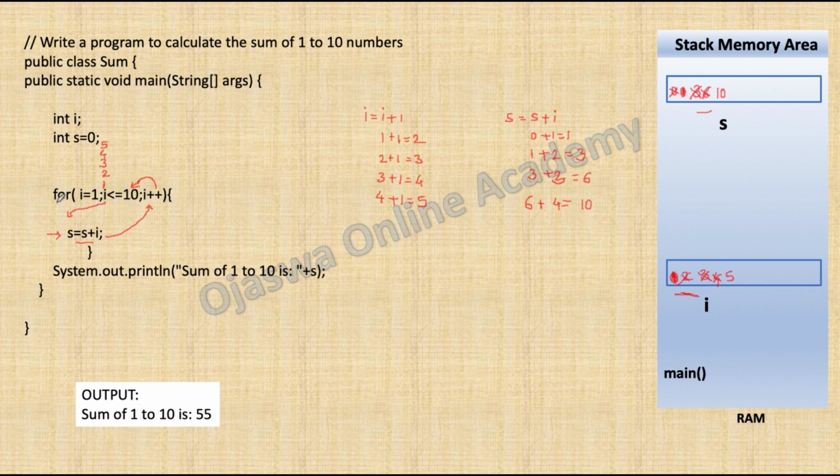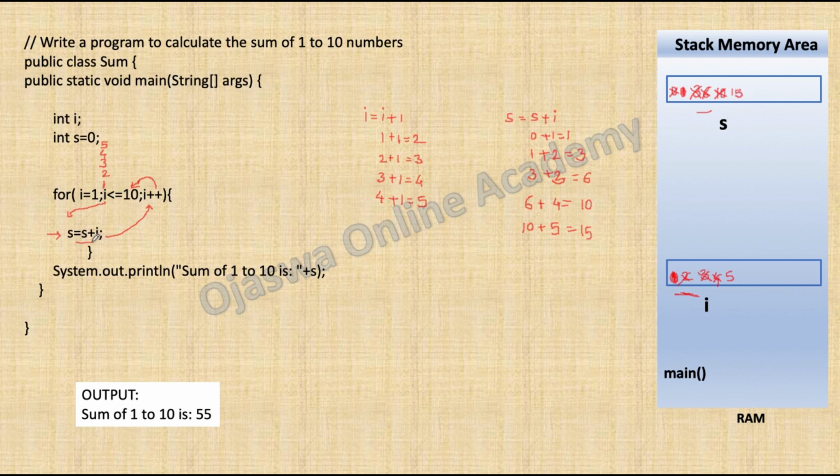5 is less than 10. Hence control comes inside. This statement is executed. s equal to s plus I. Value of s is 10 plus value of I is 5, which is equal to 15. Now inside the memory 10 will be replaced with 15 and the updated value of s is 15.